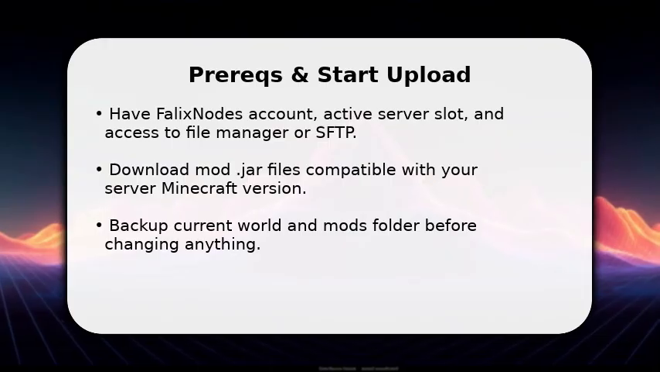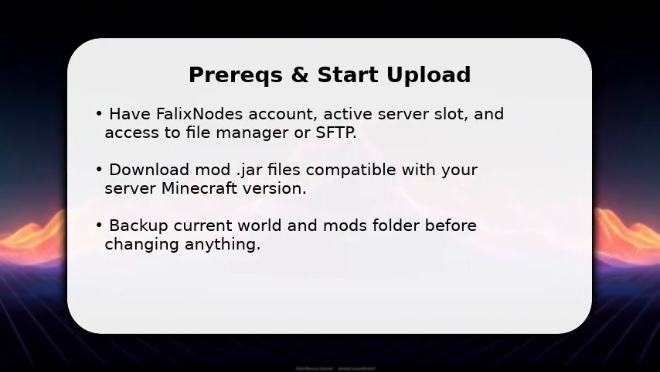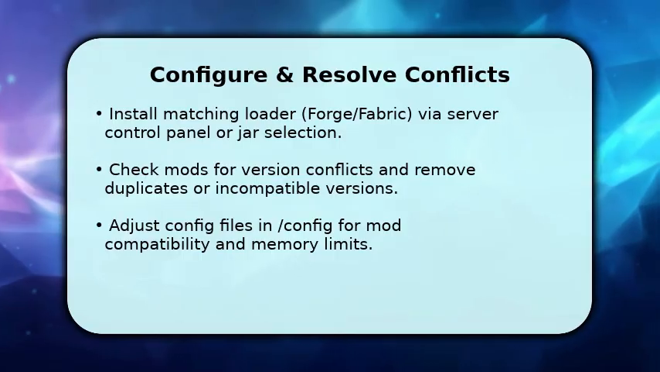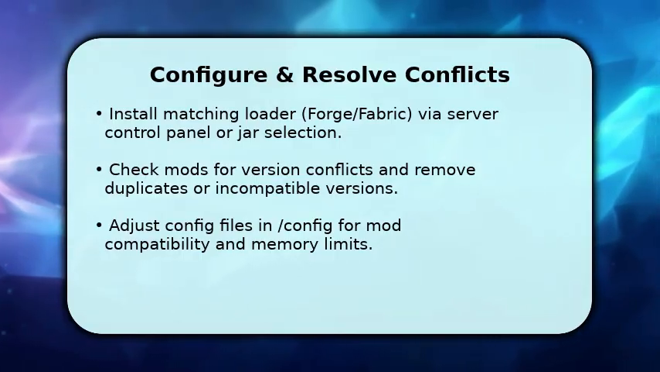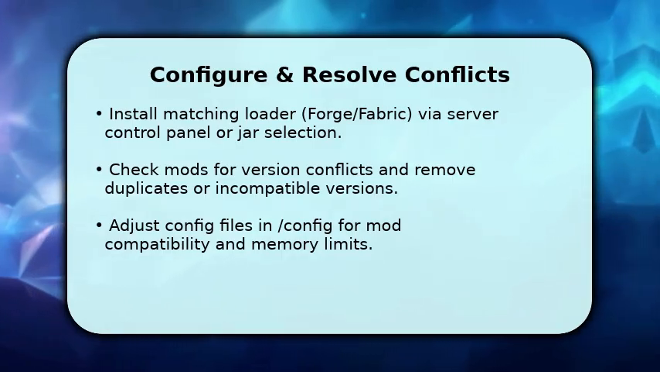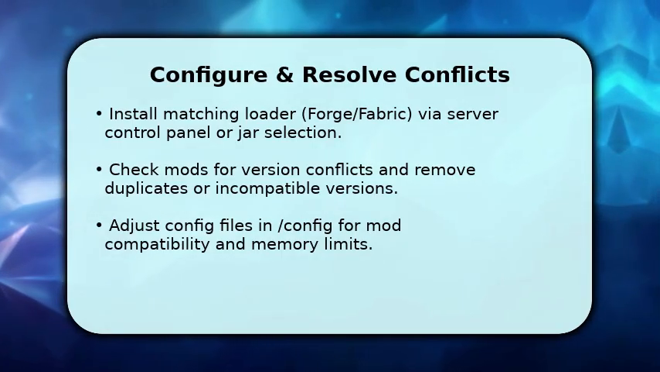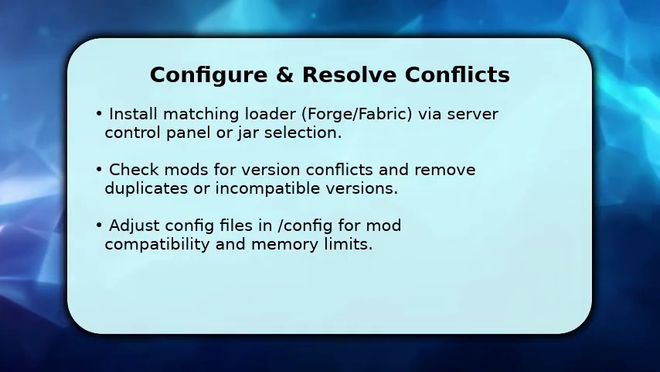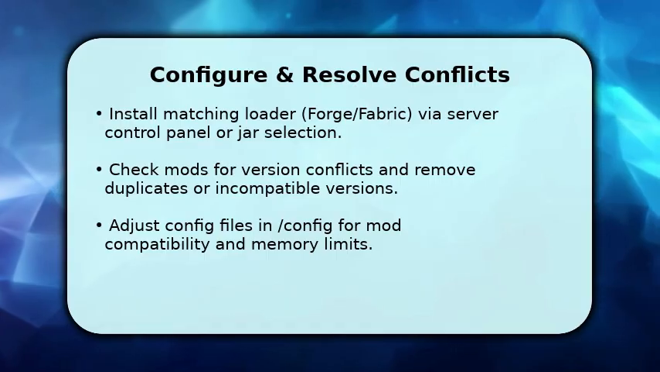Once the files are in place, configure the runtime. Select the correct server jar, Forge or Fabric, from the Falixnodes panel and set Java memory to accommodate the mods. Then, inspect mods for conflicts, compare versions and library dependencies, and remove duplicates or outdated add-ons.